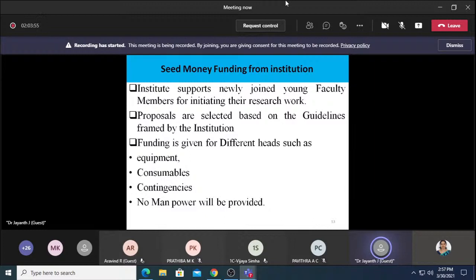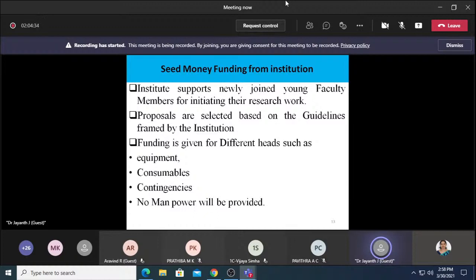Several IITs, NITs, autonomous universities or private universities are funding junior faculty, or well-established faculty who have just completed their PhD. So they are supporting newly joined faculty members initiating their research work. Proposals are selected based on the guidelines framed by the institution. So I may ask, what are the guidelines they frame? It should not be your PhD work, or a continuation of your PhD work. That is the most important thing for seed funding sectors.